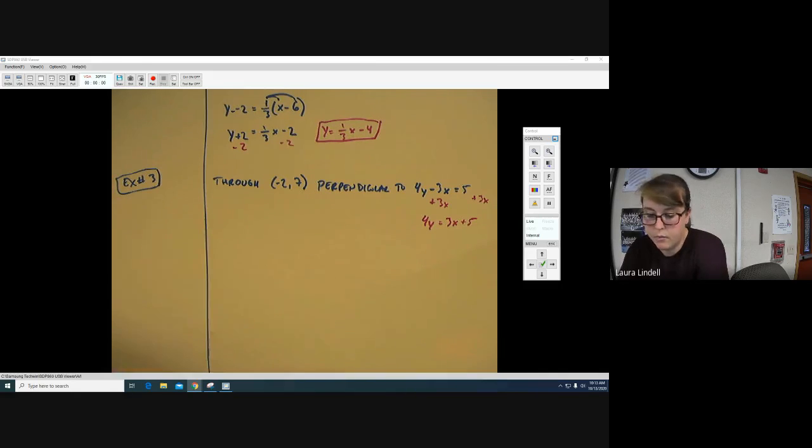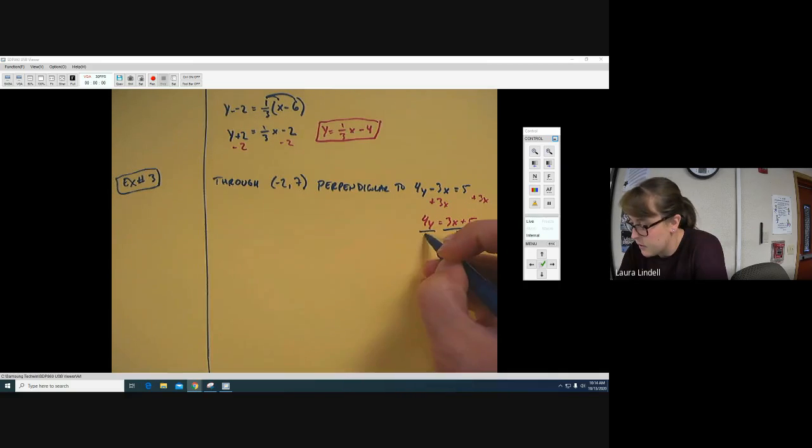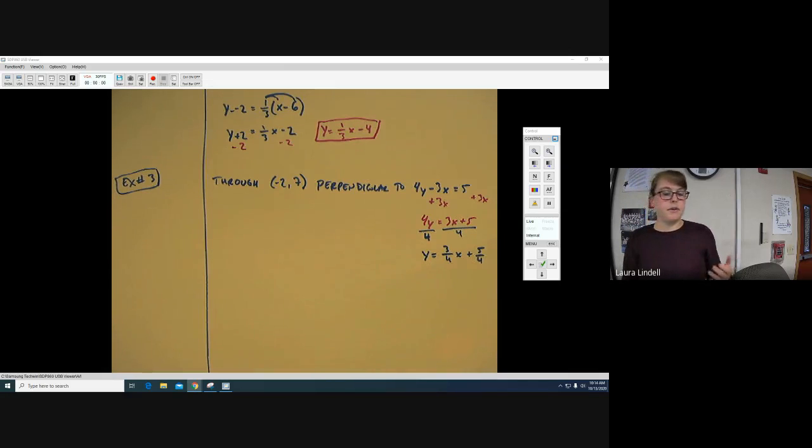And now we're almost there. I just have to divide by 4 on both sides so that we get y equals 3/4 x plus 5 over 4. And now it's in a format that I can take the slope out of. So for this one, we had to do a little bit of an extra step to find our slope.